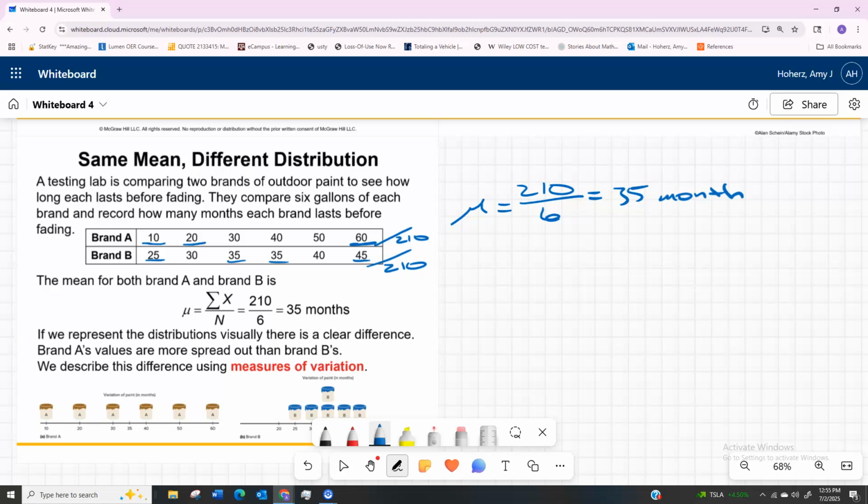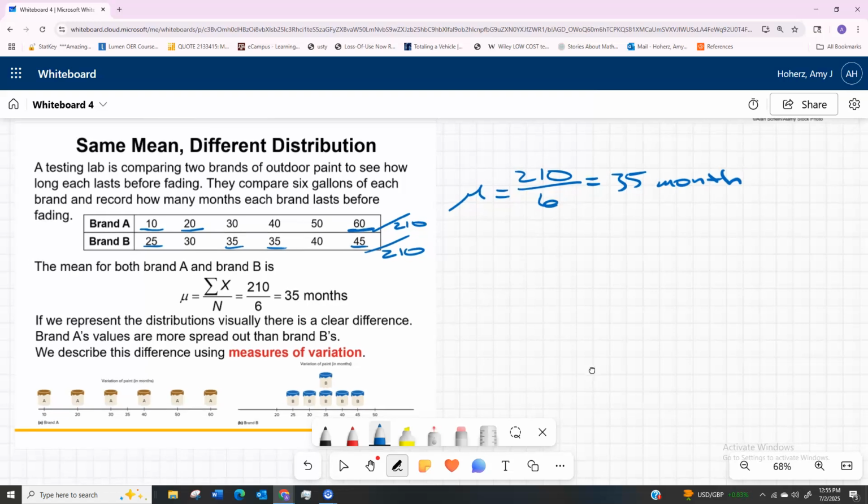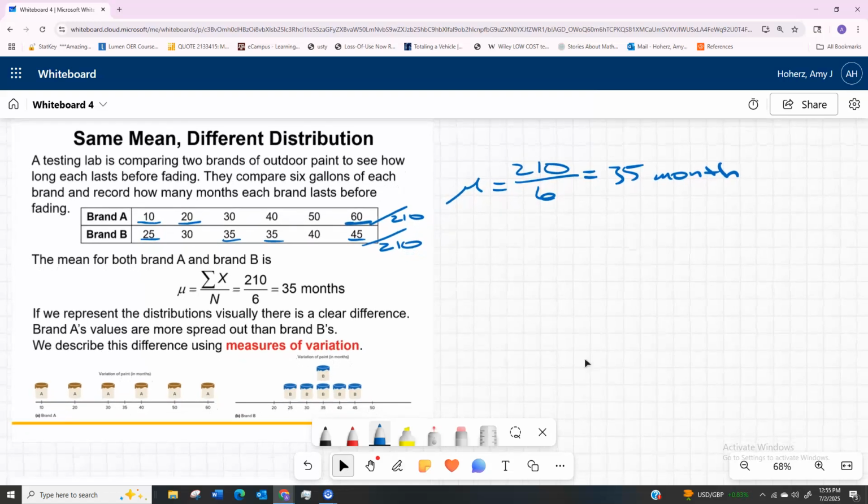There's no way to tell any difference by just looking at the mean, but we can clearly see that these two brands are different, that they behave differently. So why is that? What does that mean? Well, the reason that they behave differently is because they have different variations.